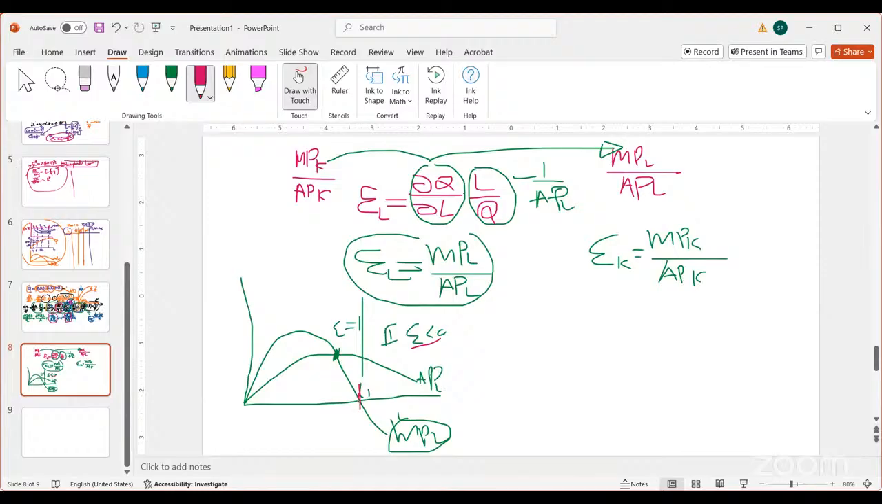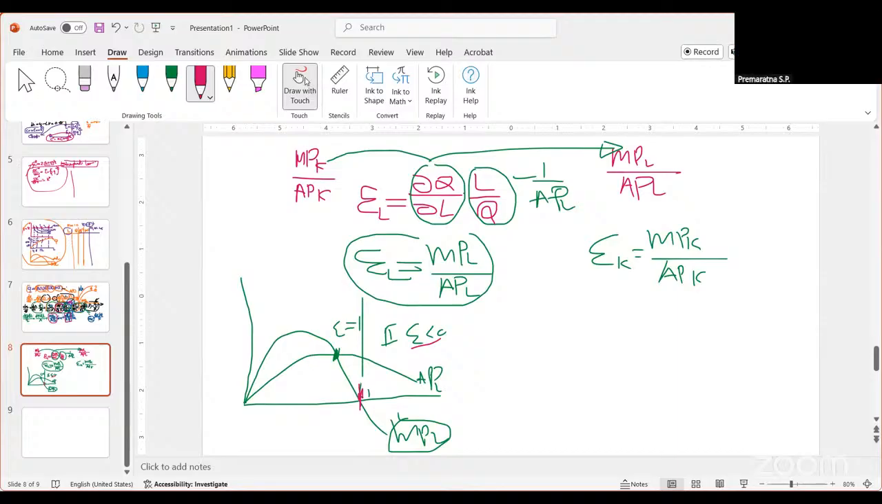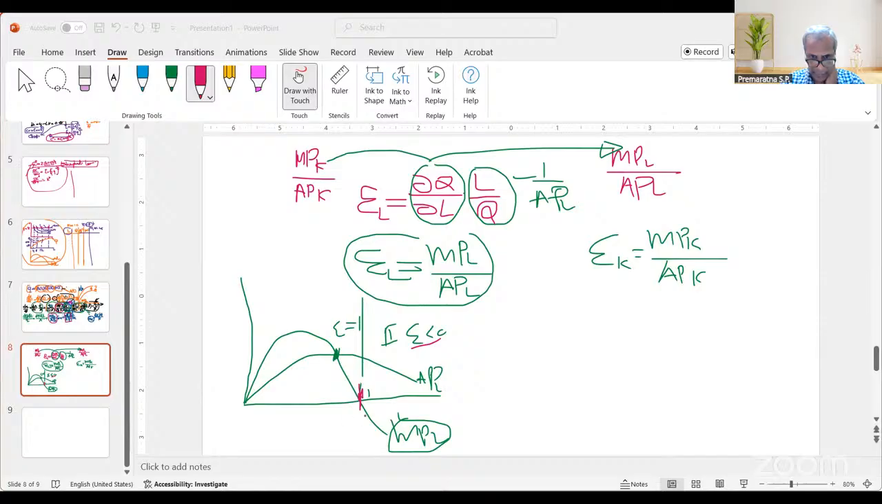Here, the boundary is stage 2 and stage 3. Since the marginal product is 0, elasticity becomes 0. Because here it becomes 0, this 0. And in stage 1, you can see the marginal product is greater than average product, so the elasticity becomes greater than 1. So we did this exercise just to redo it.